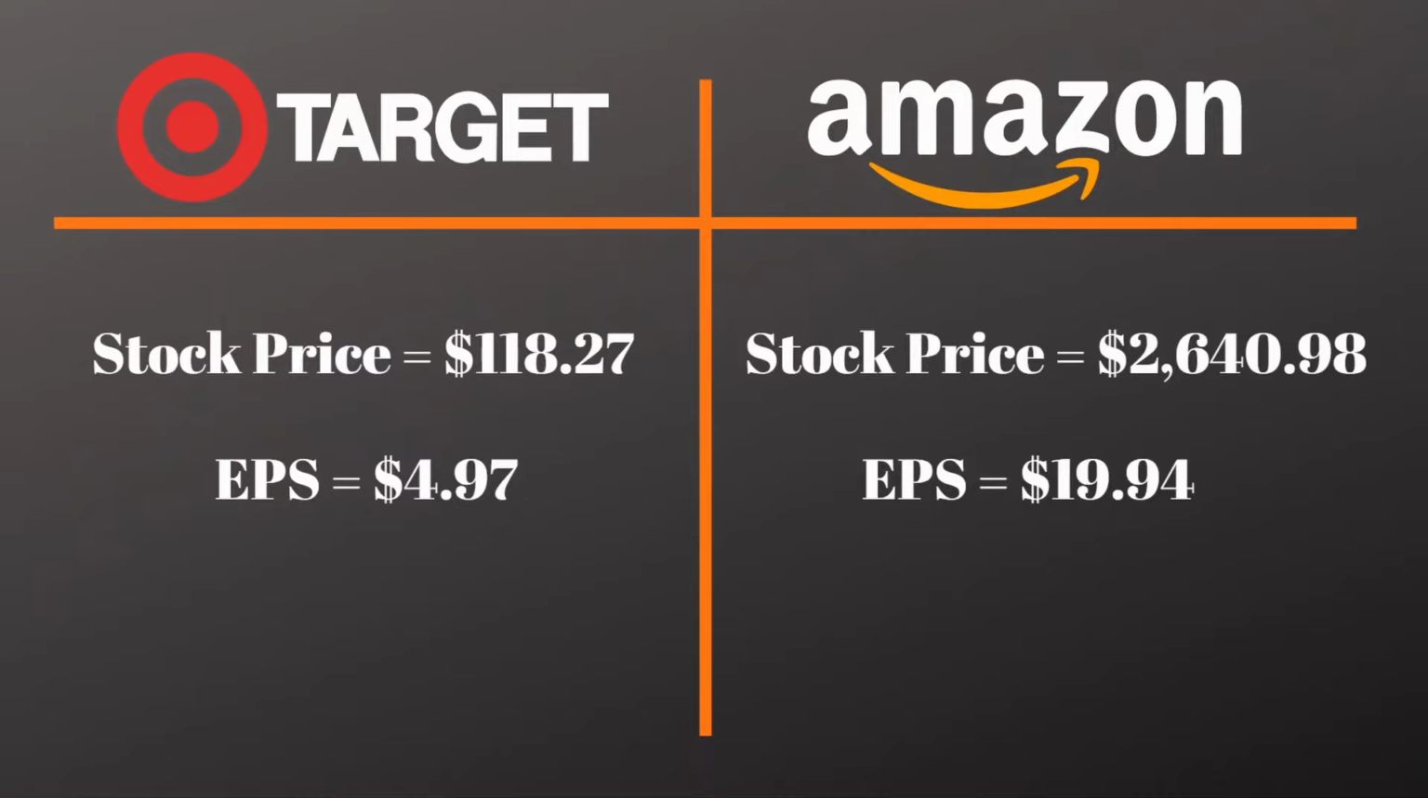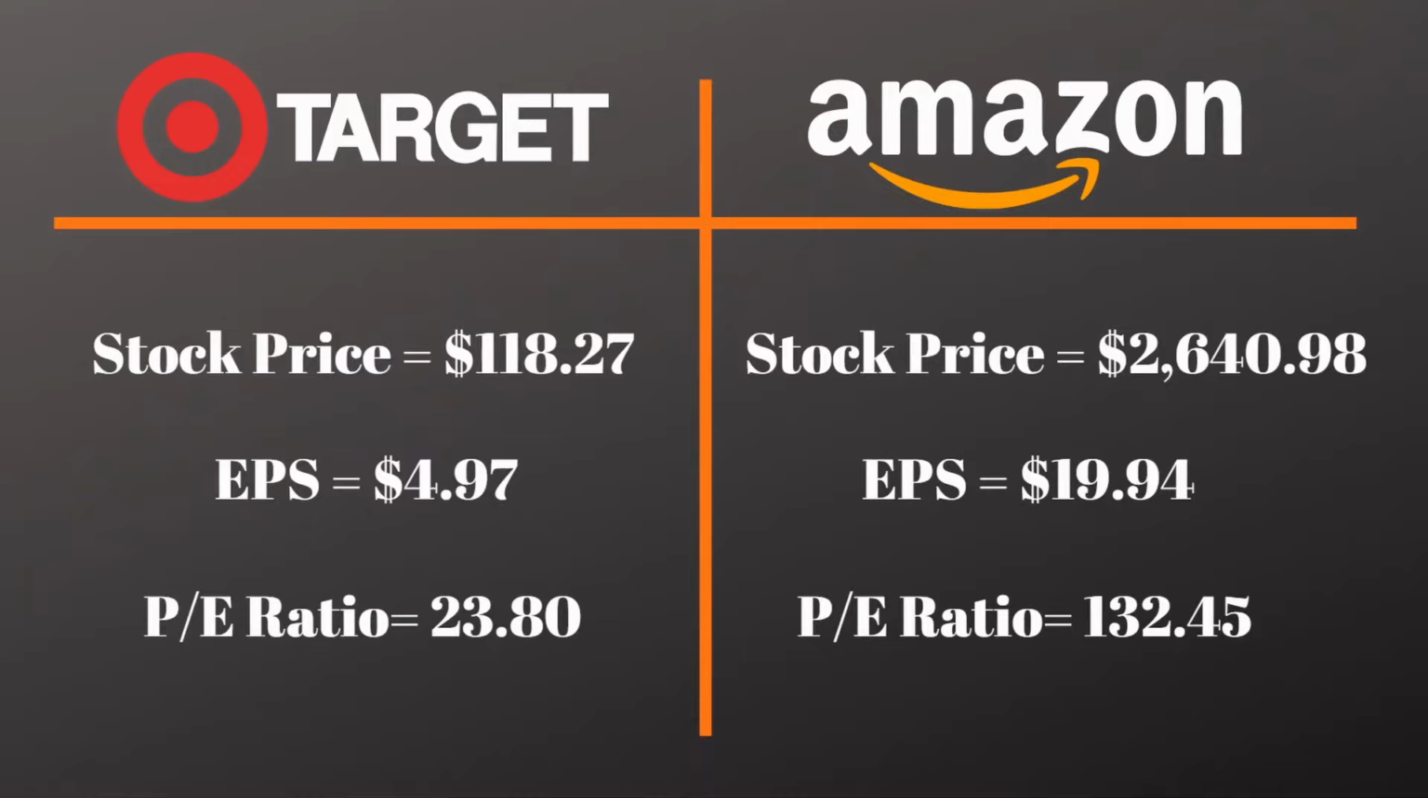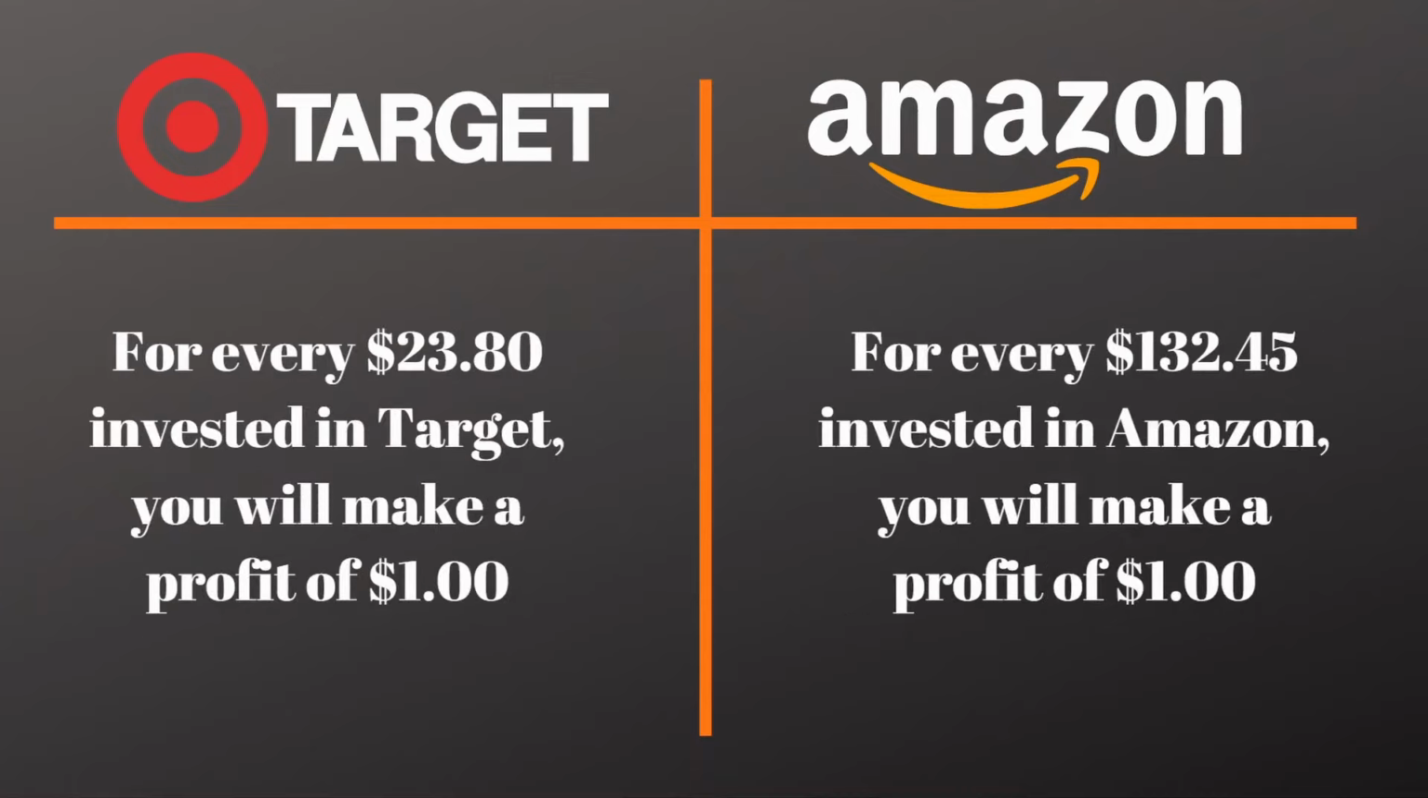So if we look at their PE ratios, Target's PE ratio is 23. Amazon's PE ratio is 132. So if you're purely going off of PE ratios and which company is giving you the best bang for its buck, it is Target. So to visualize it a little differently, for every $23.80 that you invest into Target, Target will make you $1 in profit. Amazon, on the other hand, is for every $132 invested, Amazon will only make you $1 in profit.